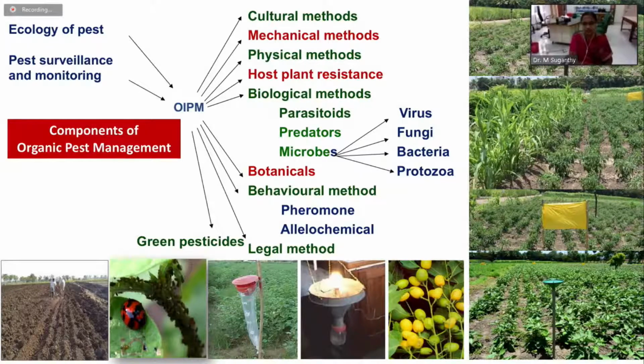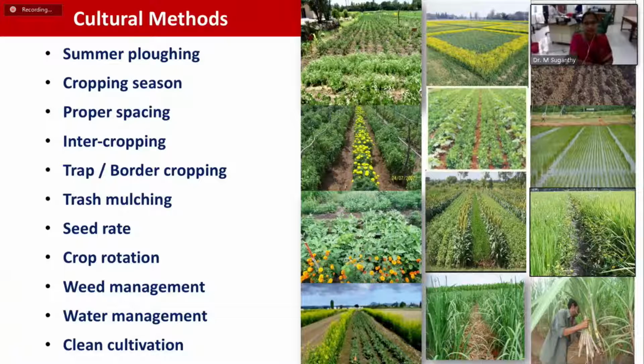Regarding cultural methods, summer ploughing: why are we going for summer ploughing? It is not only to conserve the water, but also to kill the resting stages of pests that are present in the soil by exposing them to the hard summer. Then comes the cropping season. The right cropping season is very important, because if we do not follow it, the vulnerable stage of the crop will coincide with the maximum pest outbreak stage. That is the reason we have to follow the proper cropping season.